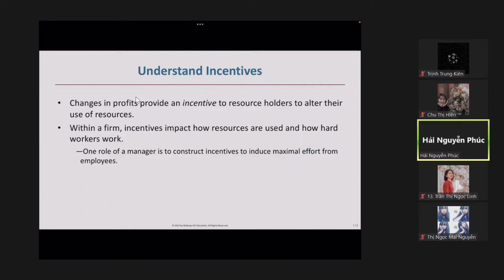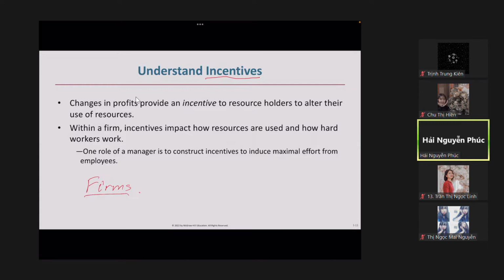Another principle of effective management is to understand incentives. Imagine that you are running a firm. Of course, if you want to sell your good, you have to understand the incentive of the buyers. You have to create incentive for the buyers to encourage them to buy the goods.